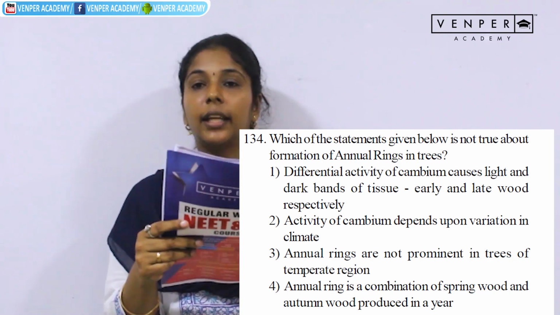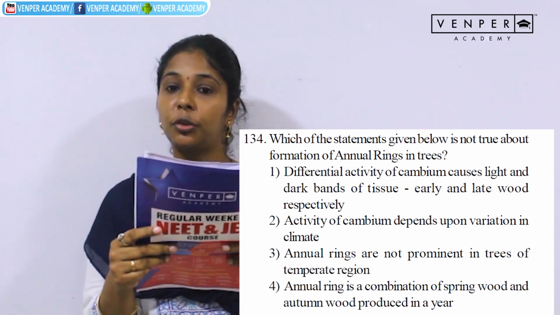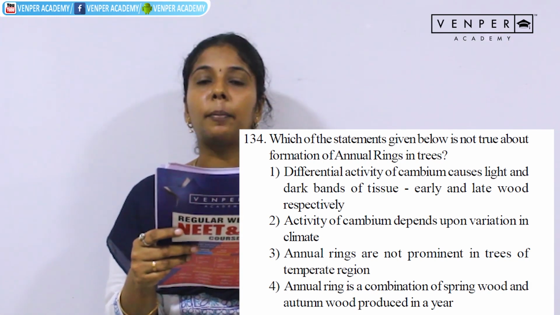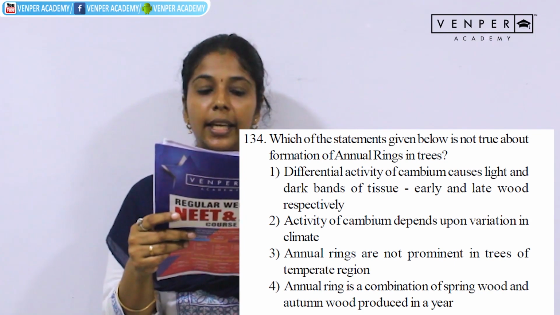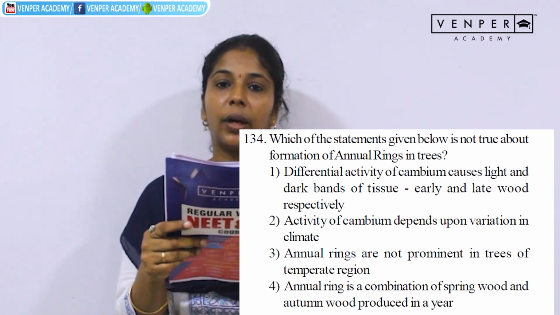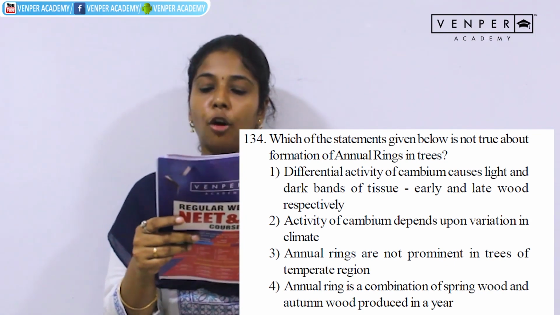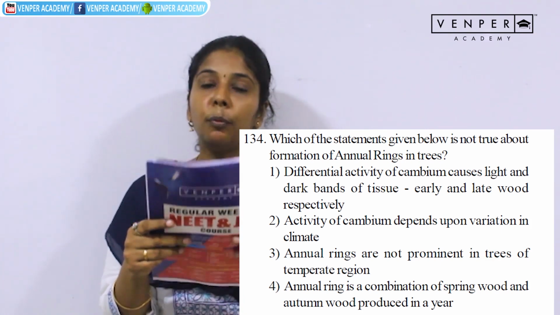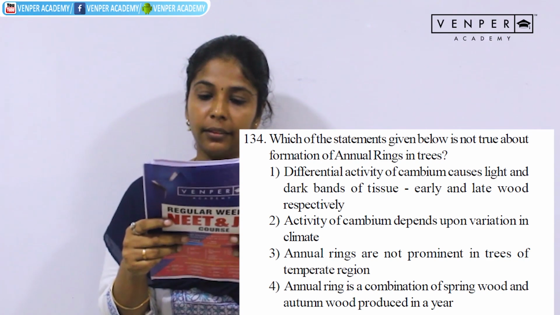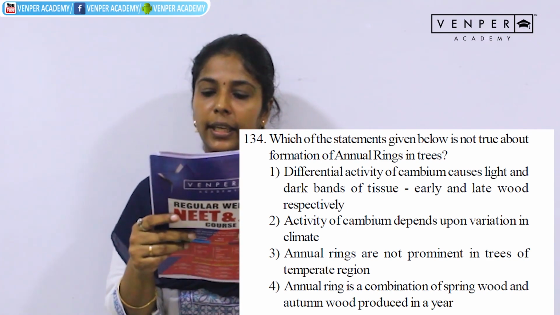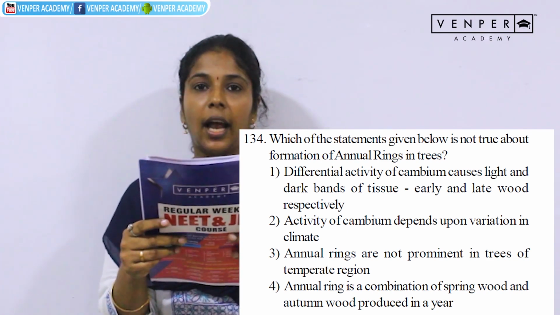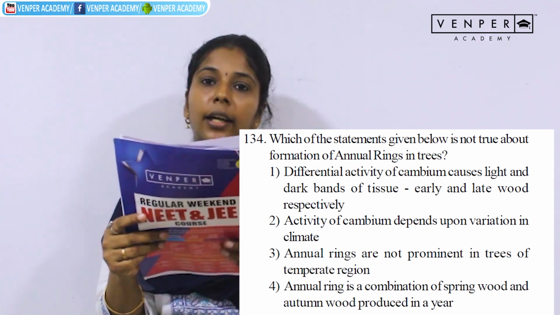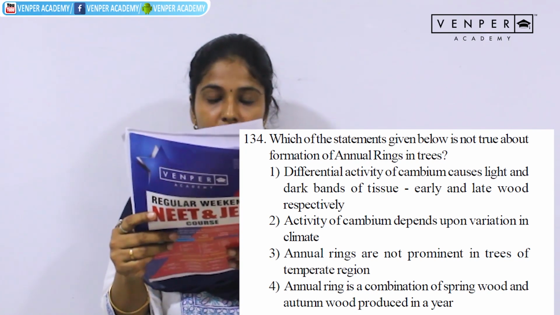In temperate regions, the climatic conditions are not uniform throughout the year. In the spring season, the cambium is very active and produces a large number of xylem elements having vessels with wider cavities. So the wood formed during this season is called spring wood or early wood. In winter, the cambium is less active and forms few xylem elements that have narrow vessels, and this wood is called autumn wood or late wood. So the incorrect option is option number 3.